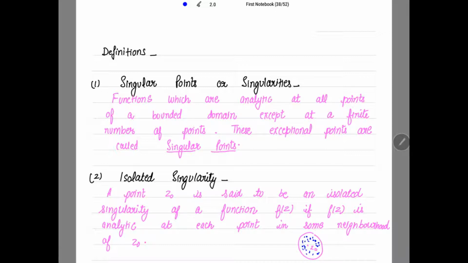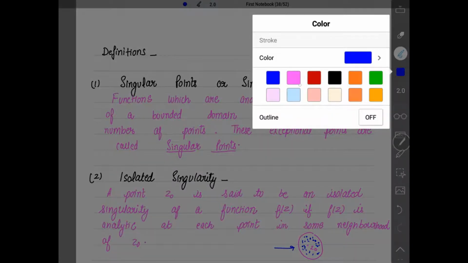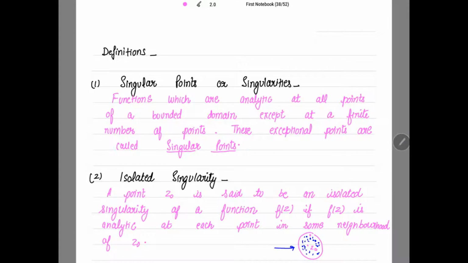Provided one more thing, no other singularity should fall in this neighborhood. This should be a lone singularity, right? No other singularity falls in this neighborhood. Suppose one more singularity comes inside this neighborhood, then it is a non-isolated singularity. All right, is it clear? So I need the function to be analytic at all the points of the neighborhood of z0. Then we say that z0 is your isolated singularity.